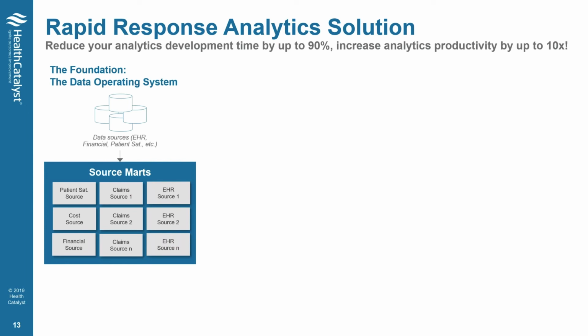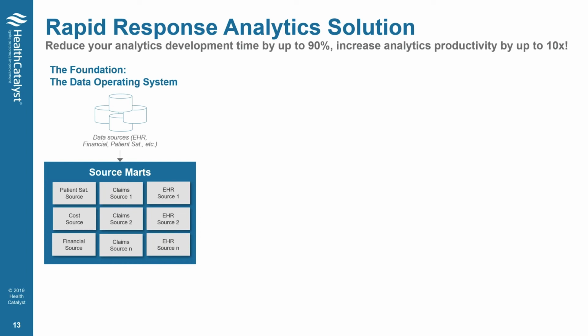The data operating system is where we take all these different data sources, even multiple EHR sources, multiple claim sources, financial data sources, cost. All of them can come into the platform very quickly. They're co-located and they're available for analysts to start querying in very short order. And this was a very early value proposition for Health Catalyst. We've done this since our founding in 2008. We get data warehouses and data operating systems stood up very quickly.